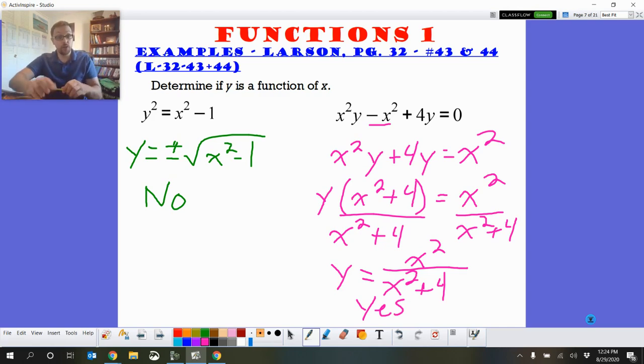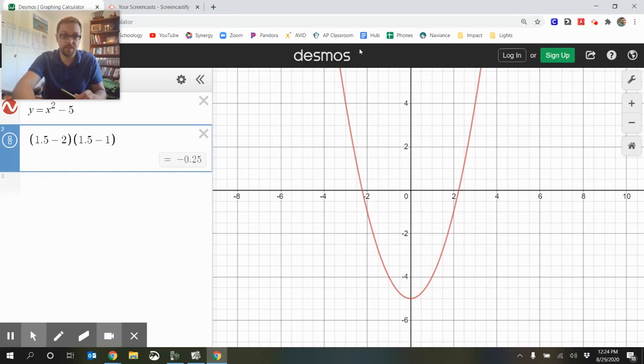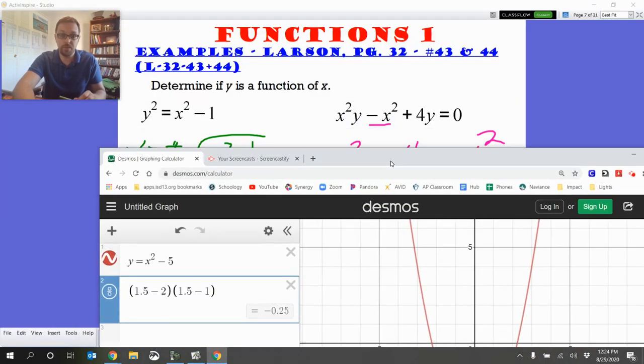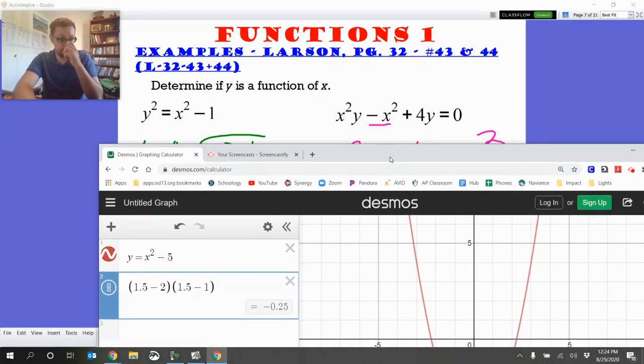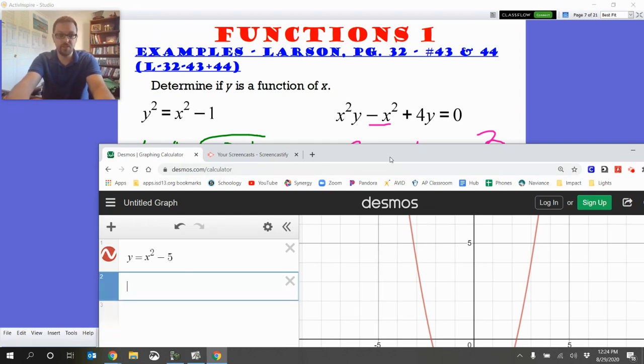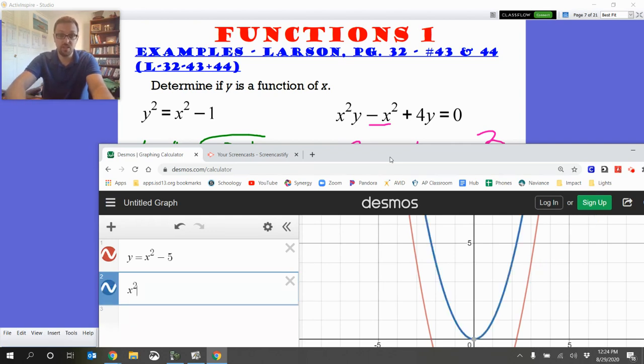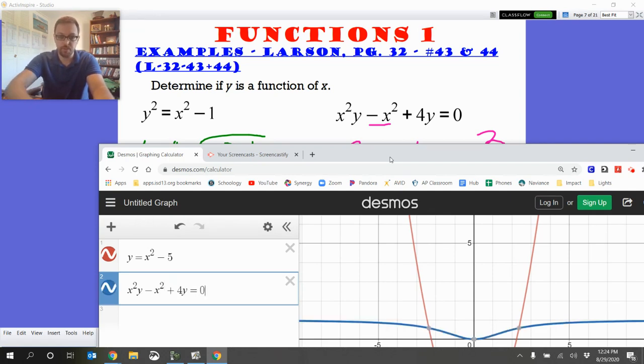If you don't believe me, you could also check this with its graph. Let's go to Desmos and graph that really fast. Another cool thing about Desmos is that you don't have to solve for y. Like if you do this on your graphing calculator, you have to solve for y in order to put it in. In Desmos, you can just type it in right as it is. So x squared y minus x squared plus 4y equals 0. Boom.